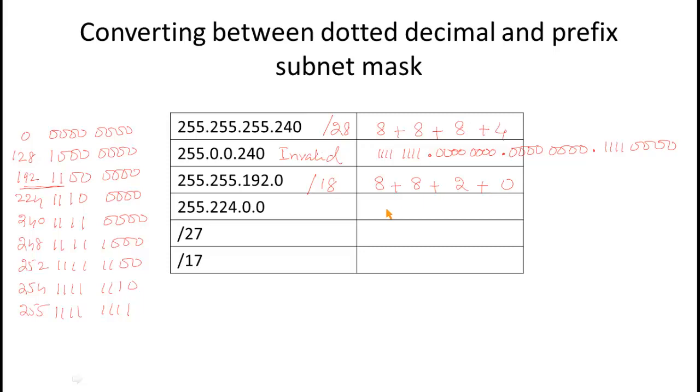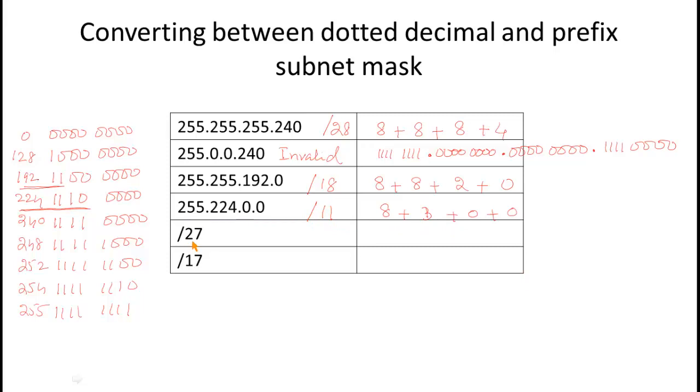255 means 8 binary ones. 224 means 3 binary ones. 0 means all zeros, 0 means all zeros. 224 you can see over here. So 8 and 3, slash 11 is the prefix.